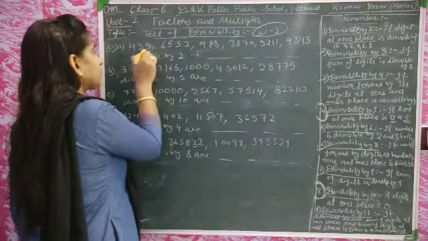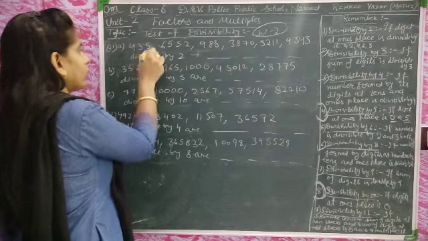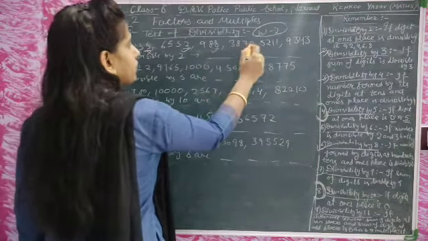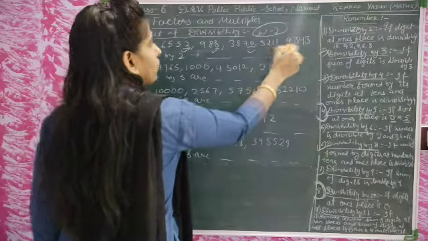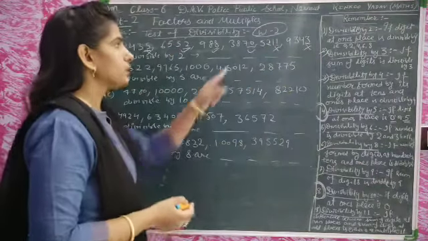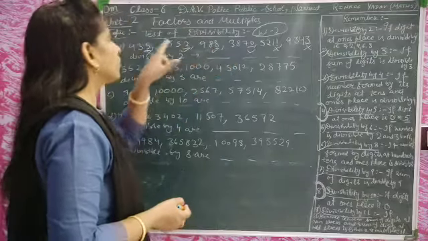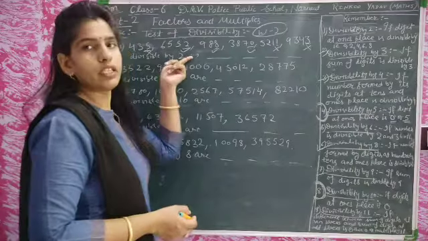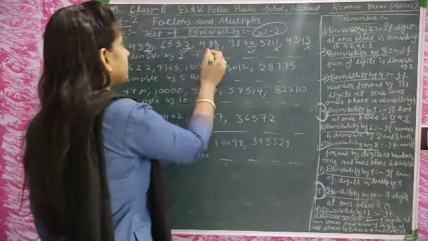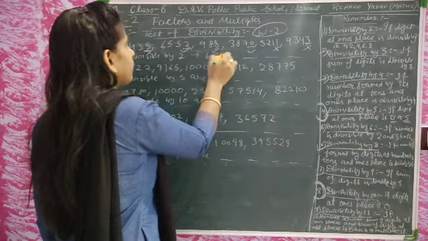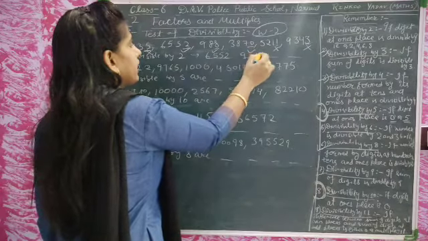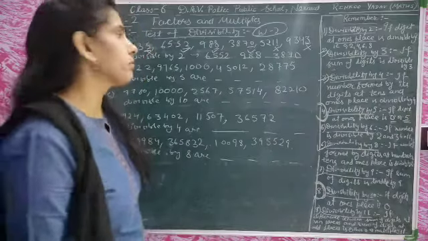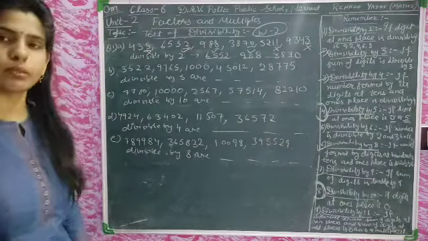It means this place is 5, no. 2, yes. 8, yes. 0, yes. 1, no. 3, no. If the ones place digit is 0, 2, 4, 6, 8, then that number is divisible by 2. So there are 3 numbers, 6552, 9883, 8870, which are divisible by 2.